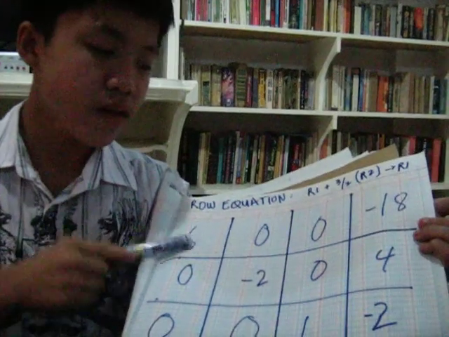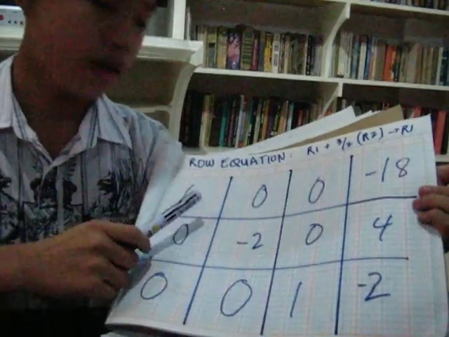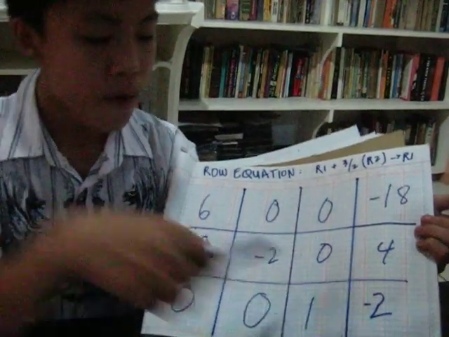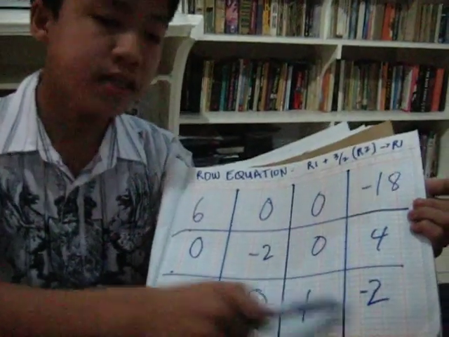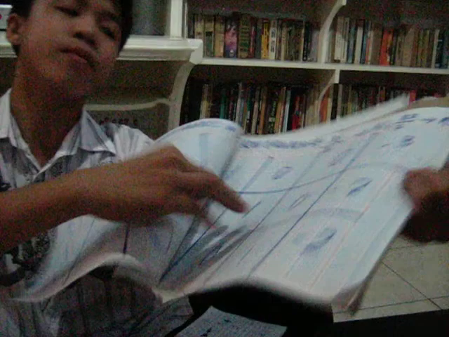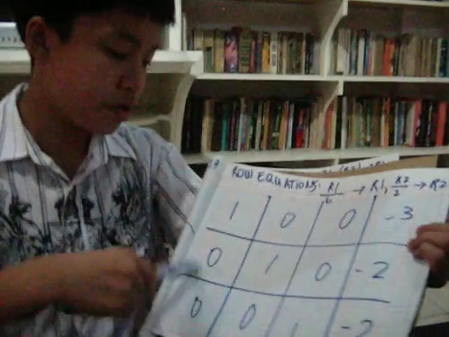So we already got this. This means 6x is equal to negative 18, negative 2y is equal to 4, and z is equal to negative 2. We only have to simplify it to get the variables. So the last two row equations, which we can put together since it doesn't matter the order of the other equations.